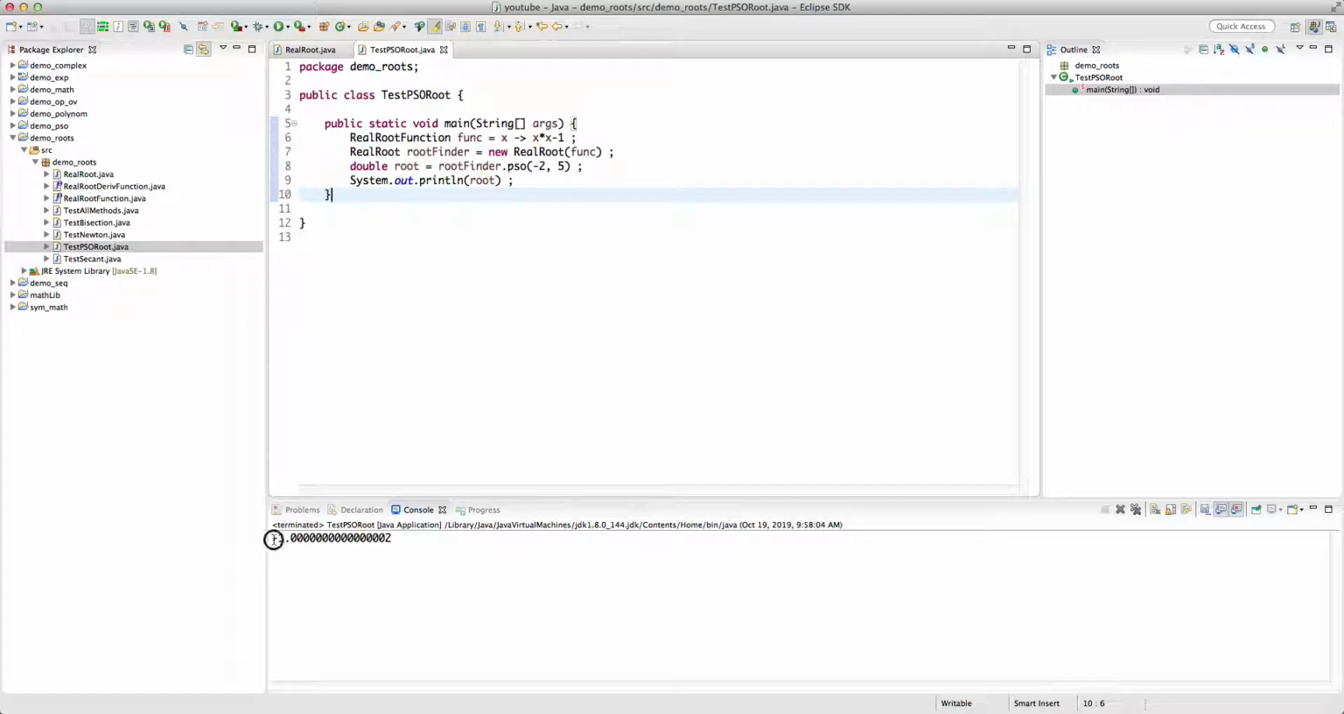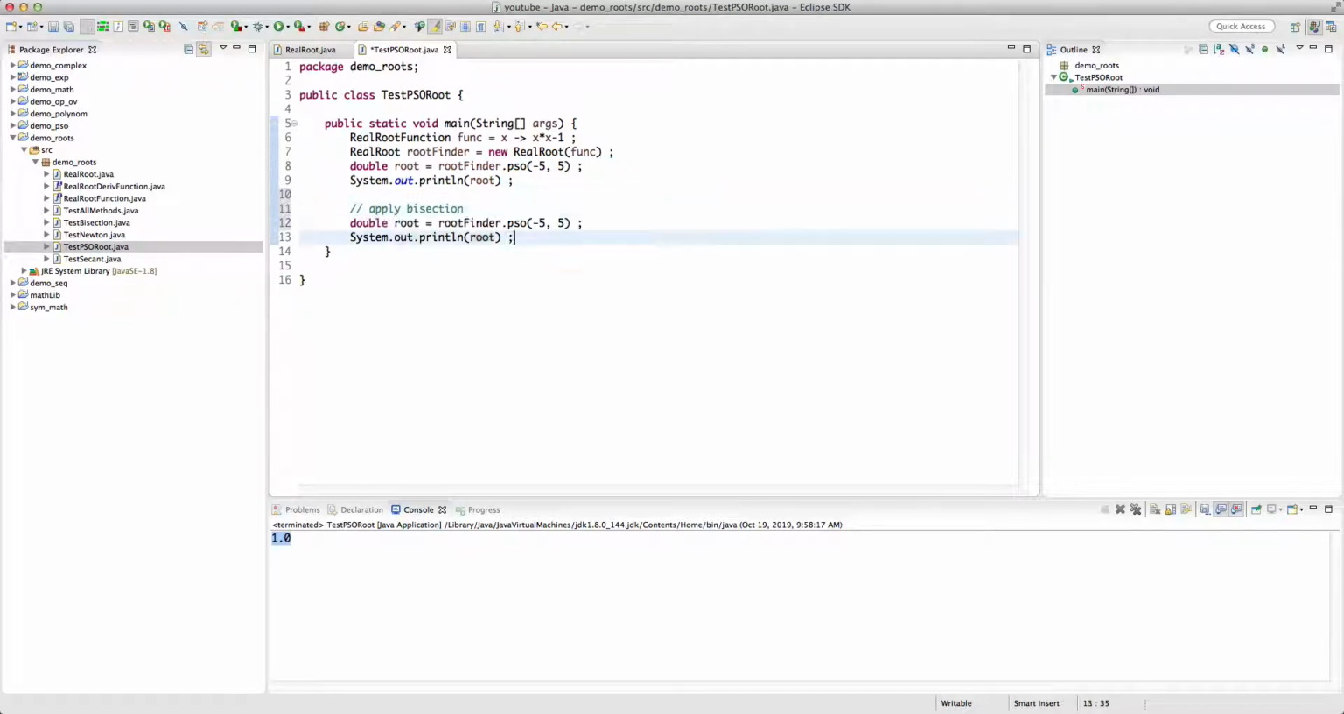Alright, now it works. It can find -1. And if you recall, we said that PSO is only able to return one minimum or one maximum, so it cannot find all of the extrema, because it's random. And one thing to notice is that here -5 to 5 is not a bracket. So for example, if I apply bisection, this is going to fail, right?